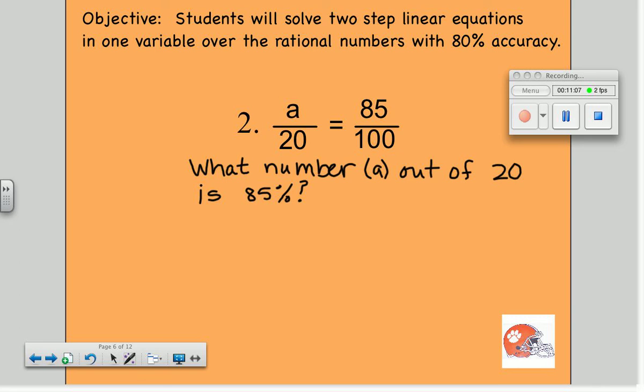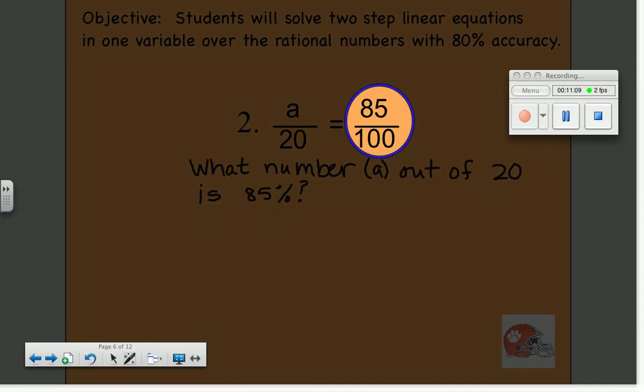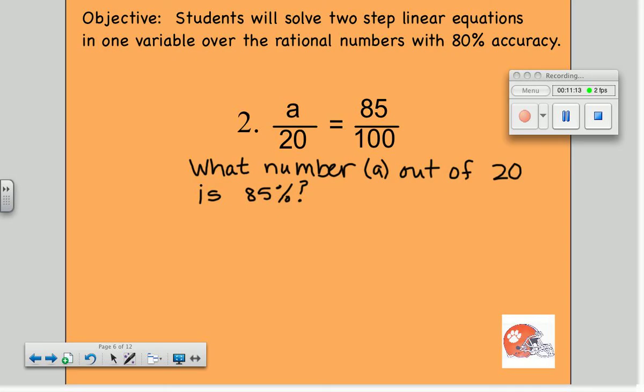So I know that 85 out of 100 is 85%. So A out of 20. Instead of saying A out of 20, all I said is what number, because I don't know what A is. So what number, A, out of 20 is equal to 85%? What number out of 20 is 85%? Well, let's find out. We're going to use that cross multiplication again.